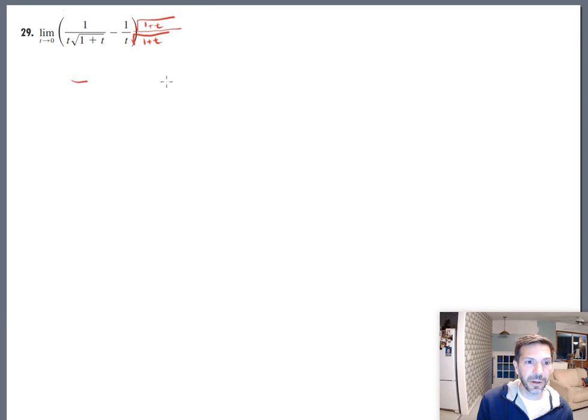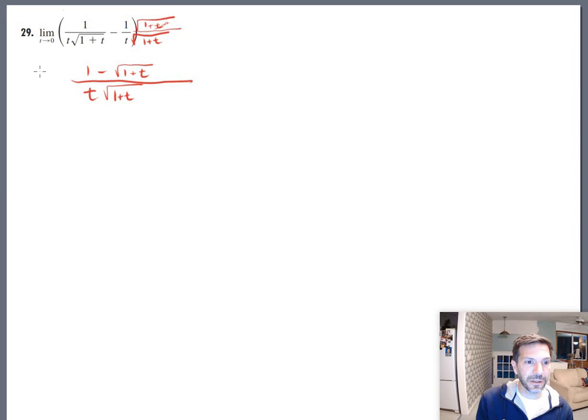So as we combine these now, the common denominator is t times the square root of 1 plus t, and on the top I've got 1 minus this product. Oops, didn't mean to cross that out. And this product is 1 times something. So 1 times something is always just that thing. So 1 minus the square root of 1 plus t.